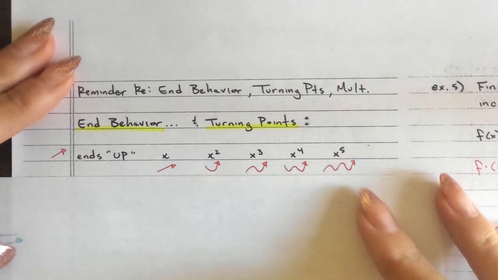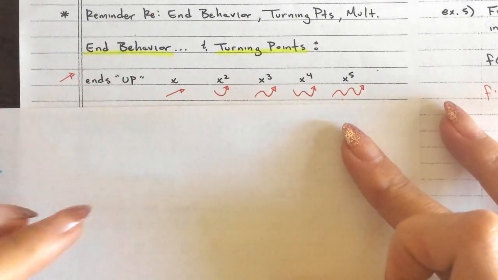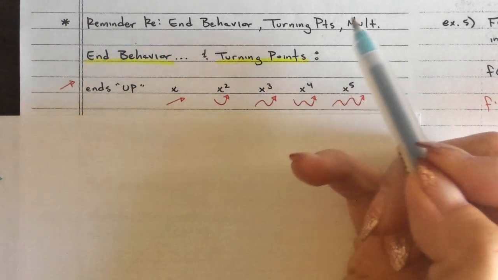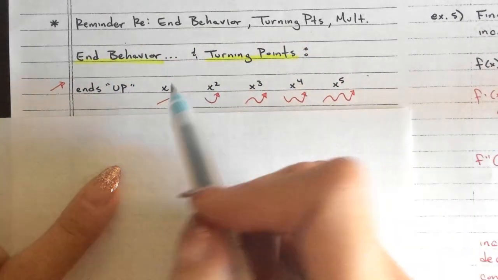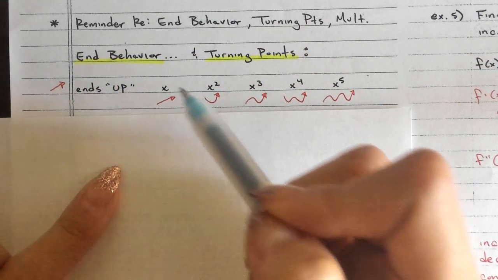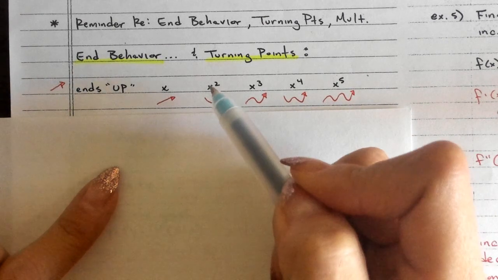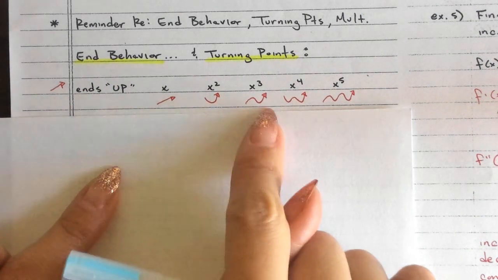And then this is review, but you need to know it, and some of you might not remember it or know it. So let's look, okay? Reminder about end behavior, turning points, multiplicity. I love end behavior. It makes things so much faster, okay, versus turning points. So when you have y equals x, it's a line that goes like that. When you have y equals x squared, it goes like that, x cubed. So you should know what these look like in general.